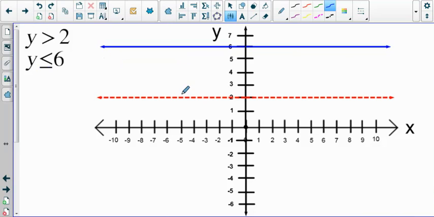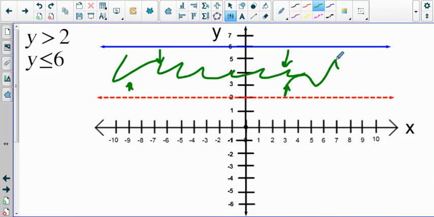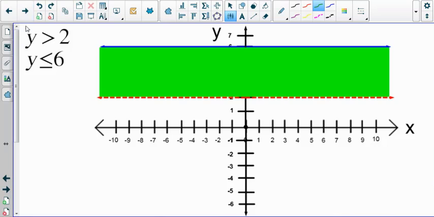Okay, now, the ones that are less than 6 are going to be below. The ones that are greater than 2 are going to be above. So as you can see, you would shade everything in between there. So that one's going to look like this. That's the solution to the system of linear inequalities: y is greater than 2, y is less than or equal to 6.